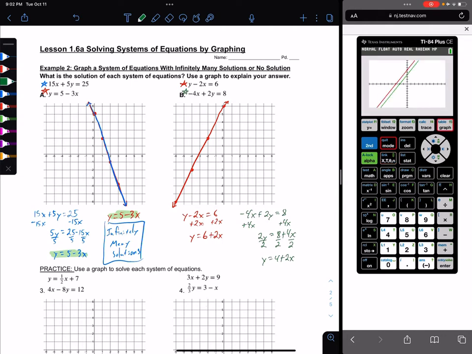Now notice that these lines do not intersect. So let's go to our table. Let's pull some points. And let's get to plotting negative 4, negative 4. So it's going to be right here. Negative 2, 0. 0, 4. And we have our line.